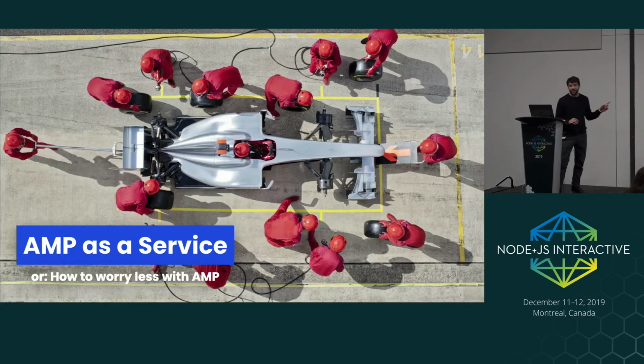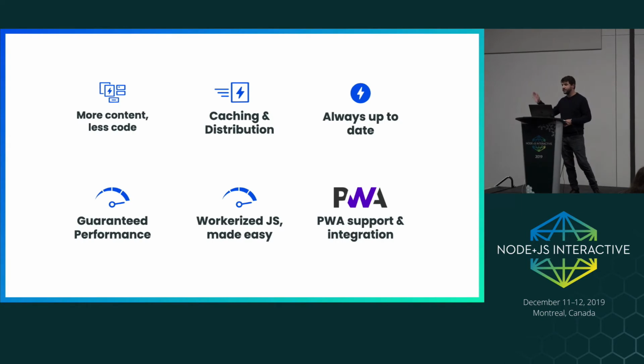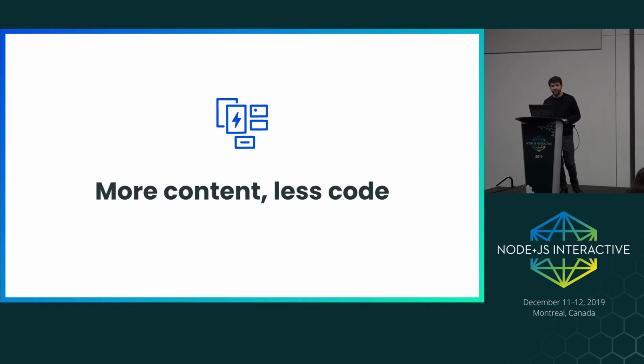I want to briefly talk about AMP as a service, or affectionately, how you can worry less with AMP. Here are the segments to briefly dive into as fast as I possibly can get through them. More content, less code, caching and distribution, being always up to date, guaranteed performance, workerized JavaScript, and PWA support. So more content and less code.